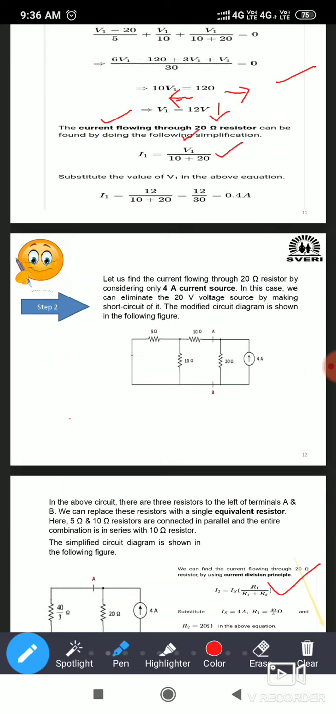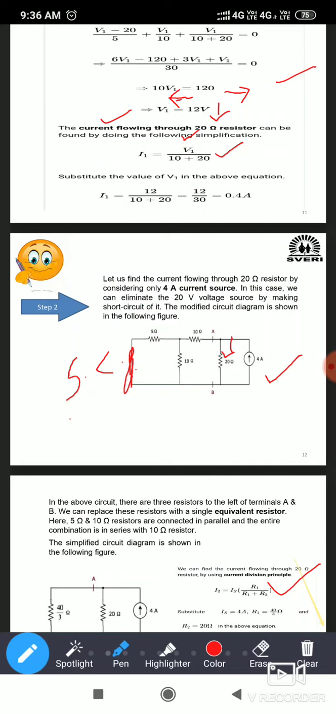So the voltage source I have made short circuit here. So this is the short circuit voltage source. I make it short circuit and I keep the 4 ampere current source as it is. So here we have to find the current passing through this 20 ohm.